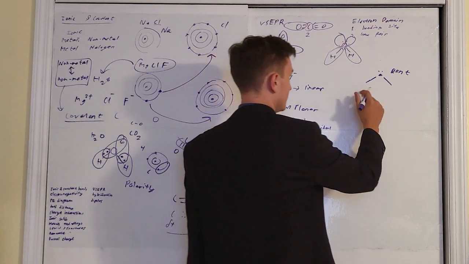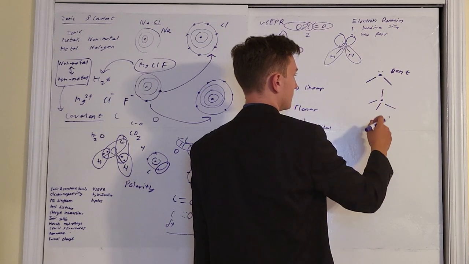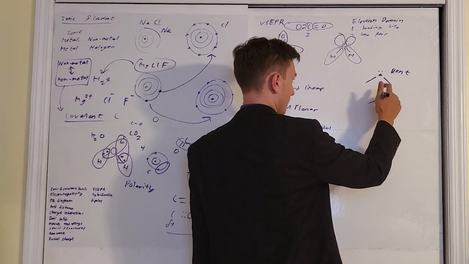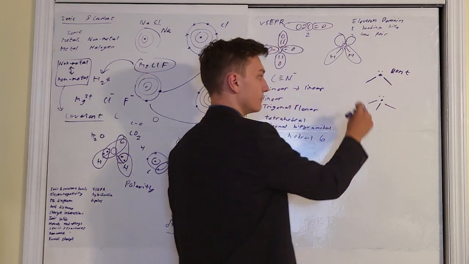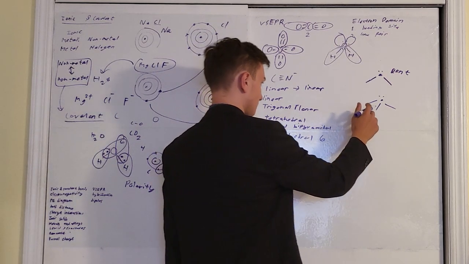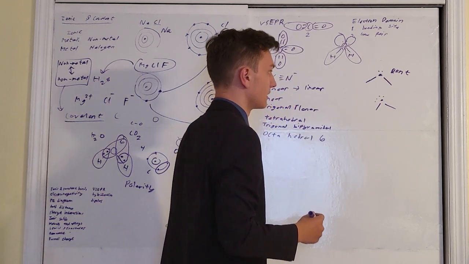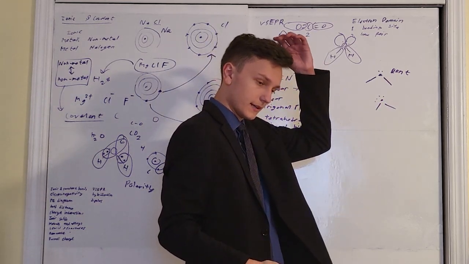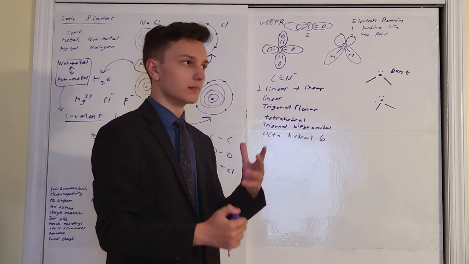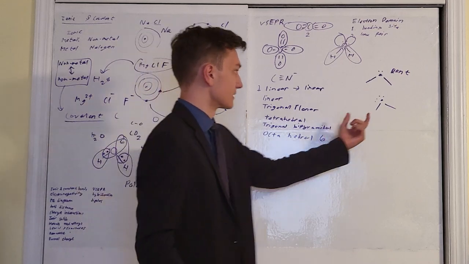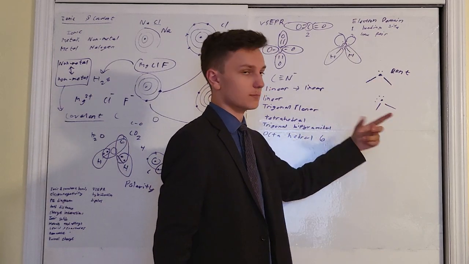If you have a tetrahedral, 1, 2, 3, 4, and you remove one bond and add a lone pair, that's called trigonal pyramidal. If you remove two bonds and replace them with lone pairs, that's bent again, but I like to call it extra bent. It's not the literal name of it, but I call it extra bent because it's more bent than this one. Now this has two lone pairs, this has one. This one is more bent.